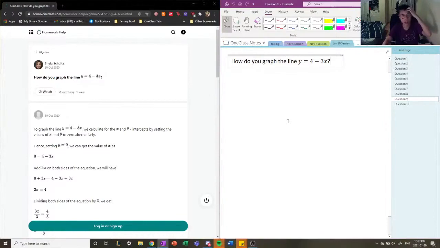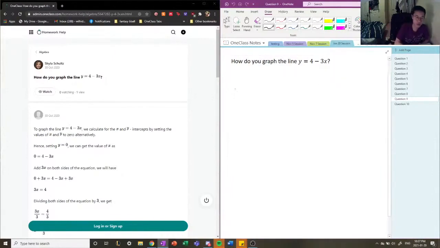The next question asks us how to graph the line y equals 4 minus 3x. Okay, so there are mainly two ways of graphing a line. The first way is to look at the slope of the line and evaluate the line at each point and graph the line. The other way is much more simple. All we have to do is define 2 points of the line and then draw a line through them.